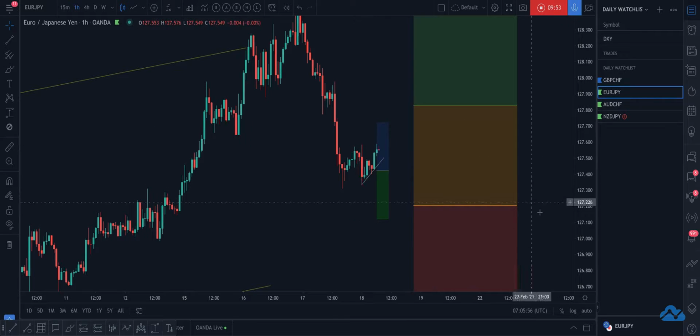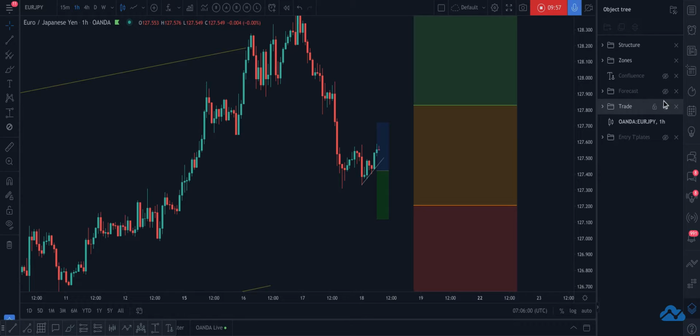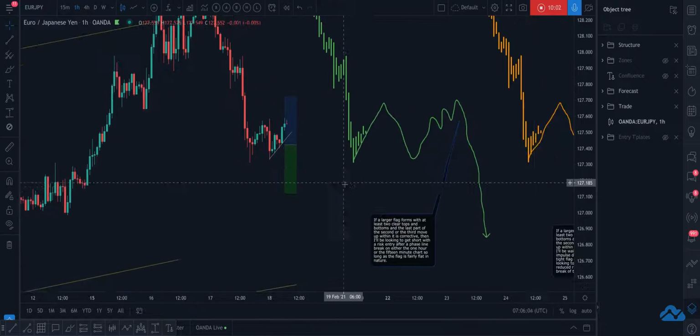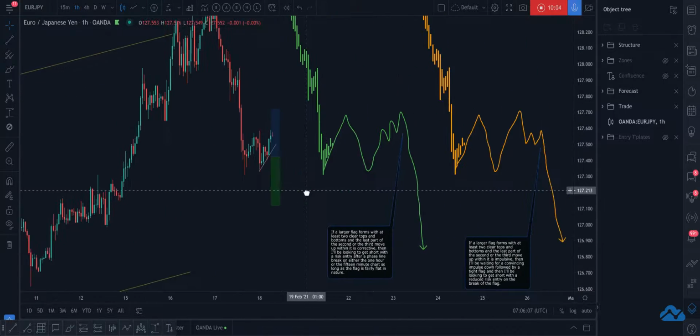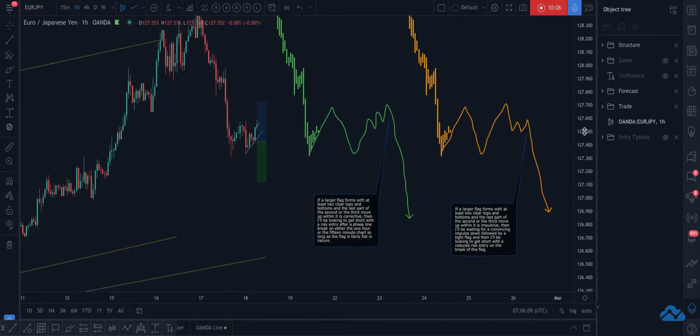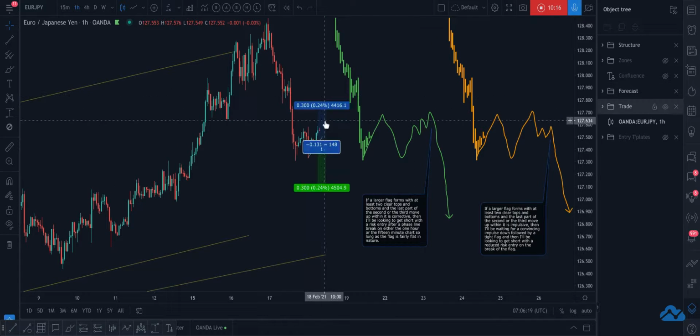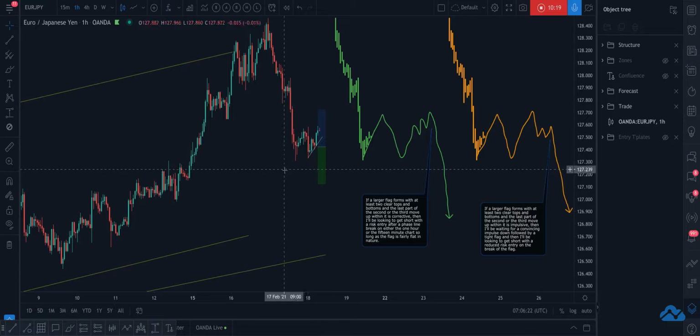So I've plotted a little in accordance with my forecast. Let's get the forecast out now. Put the zones away, forecast. I forecasted, the size isn't really particularly relevant to me, but I forecasted if we got a flag like this with at least two clear tops and bottoms and the last part of the move was corrective, I would look to get short with a risk entry after a phase line break here. That would be my preferred option. And other than this one candle, this is corrective, this last move up.